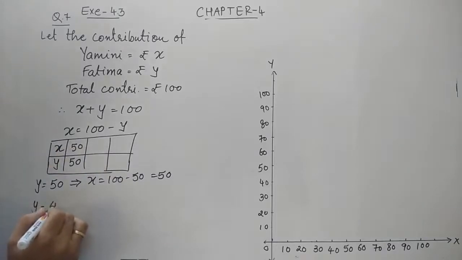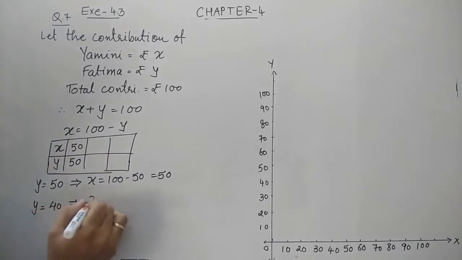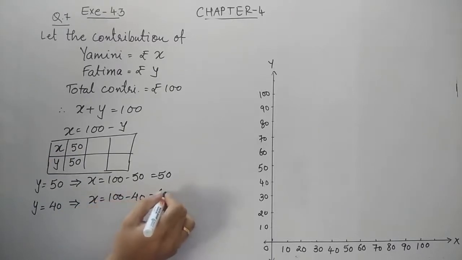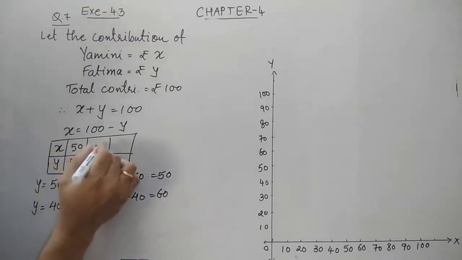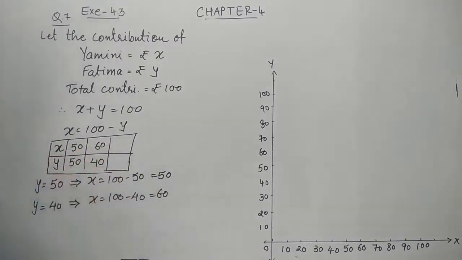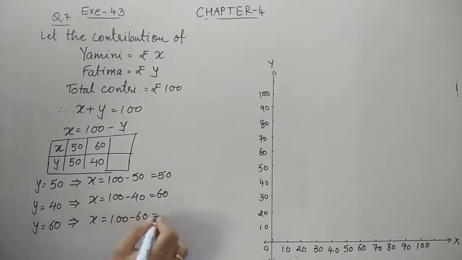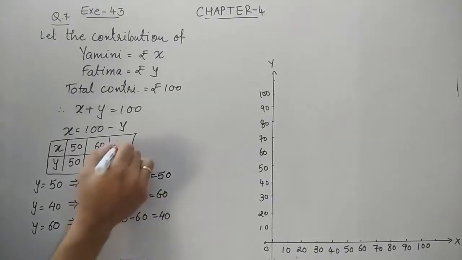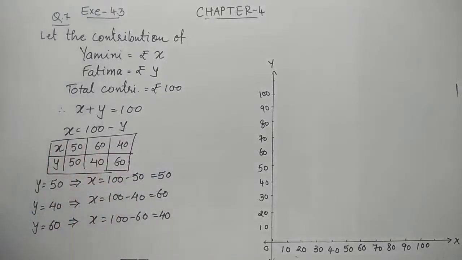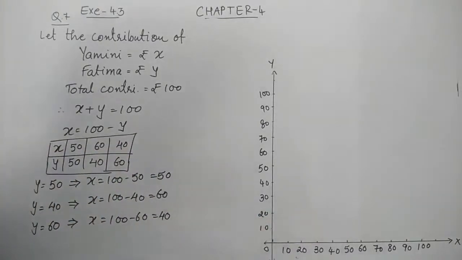If I go y equals 40, the value of x is 100 minus 40, that is 60. That means this is 60 and this is 40. So she is contributing 40 and she is contributing 60. We can change also. If y is 60, then x is 100 minus 60, that is 40. So we interchange the values. So as we obtain the 3 solutions, now let us represent these 3 solutions on the graph paper.